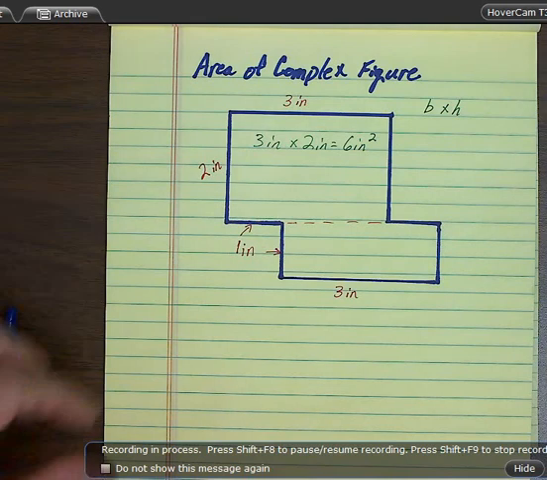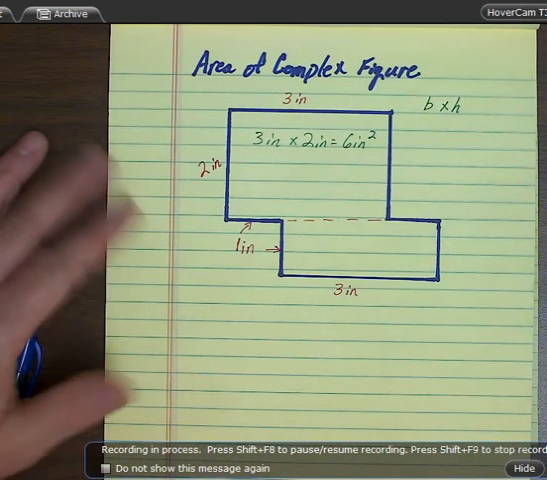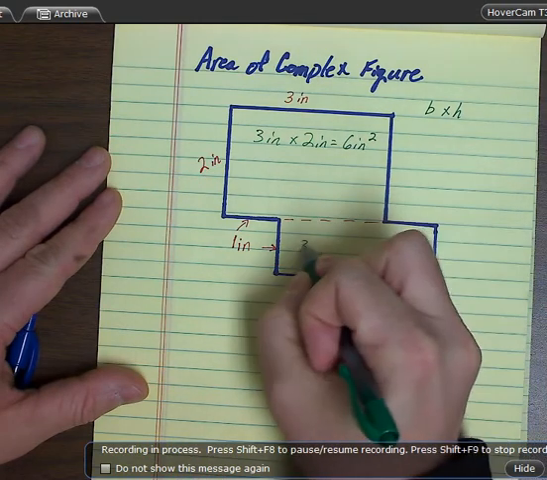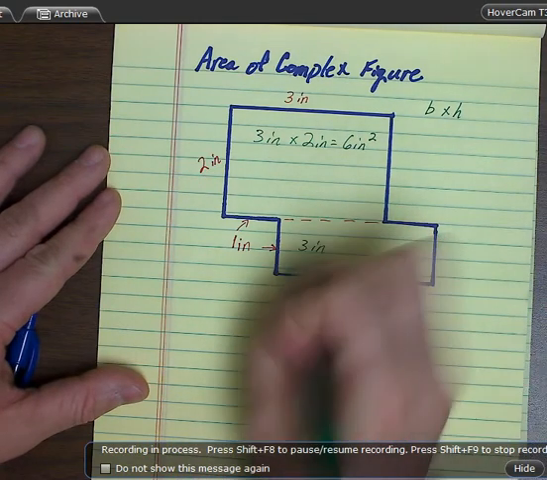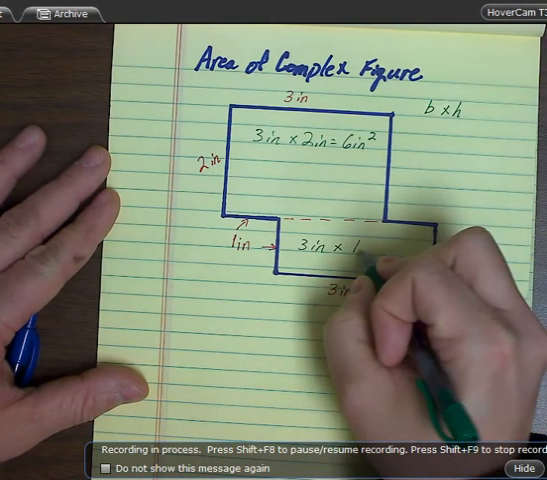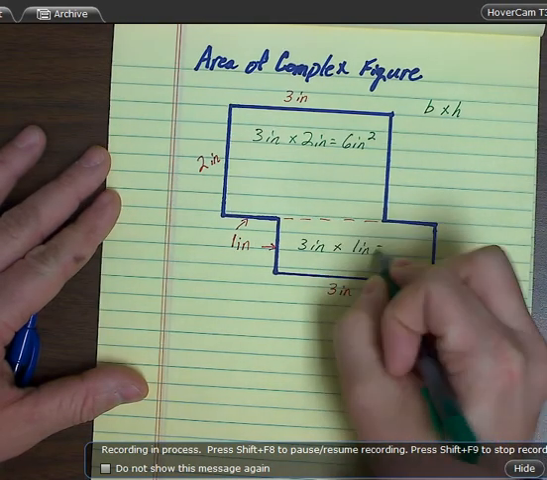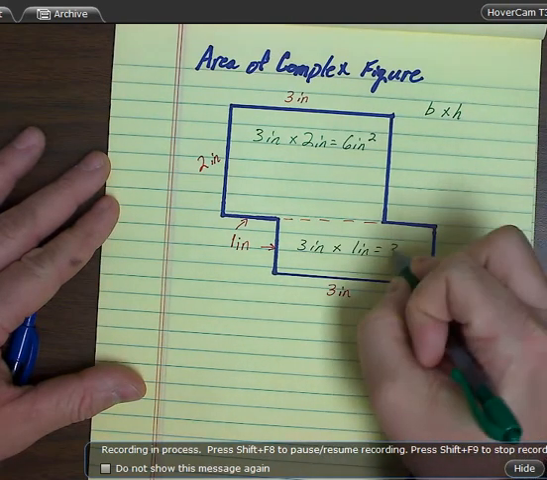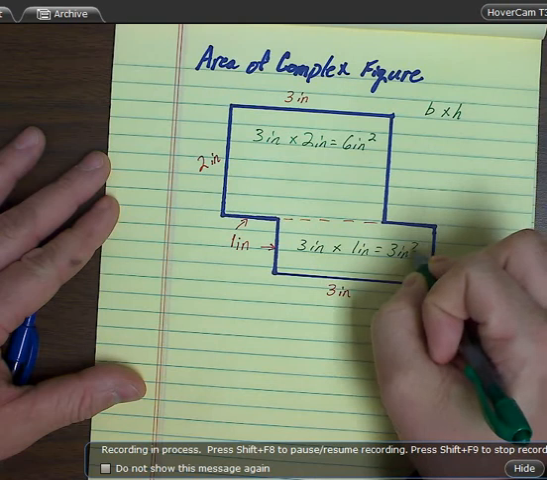Now, let's look at this rectangle. I've got a base of 3 inches here and a height of 1 inch here. So I'm going to multiply those together. Well, 3 inches times 1 inch is 3 inches squared.